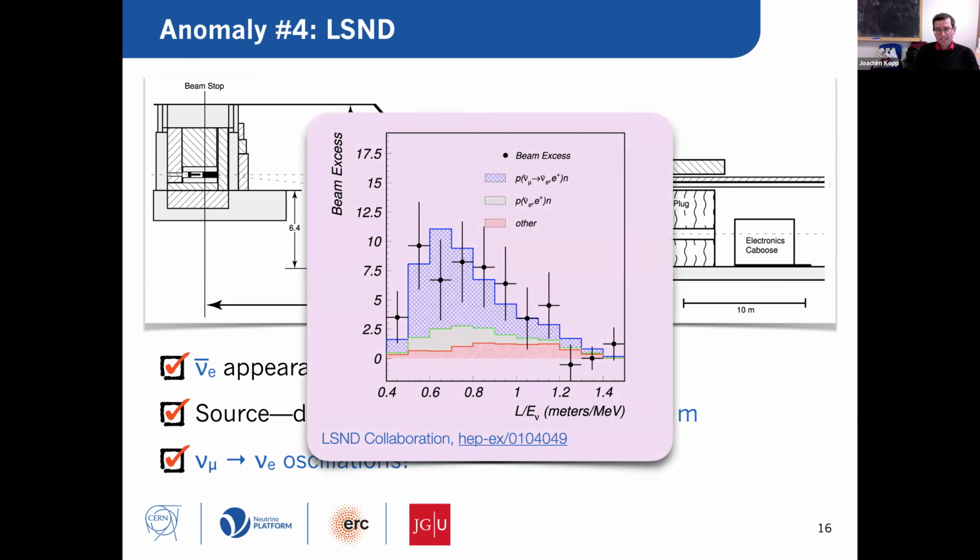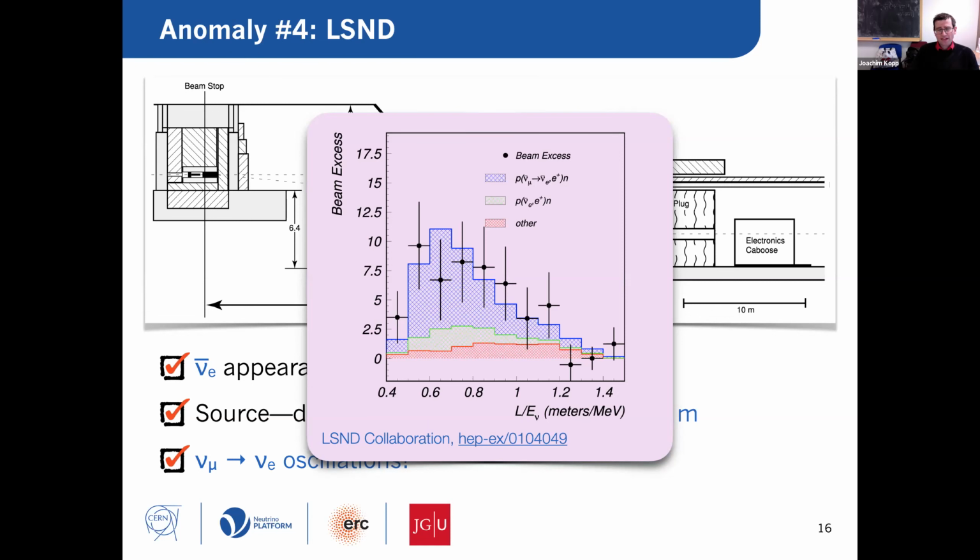So here's the famous LSND result. The horizontal axis is the baseline divided by the energy. That's a bit of a funny way of showing a spectrum, but since that is the quantity on which the oscillation probability depends, it's probably reasonable. And the vertical axis is the number of events. The red and green histograms are the expected backgrounds. The blue histogram is a fit to the data. And as you can see, that fit to the data is significantly above the background prediction.